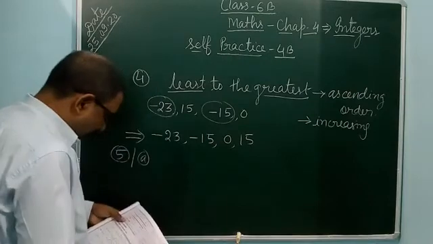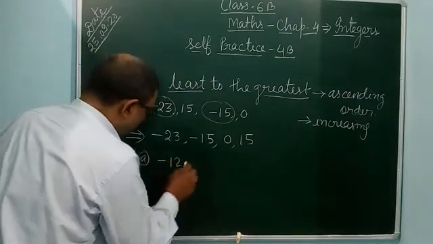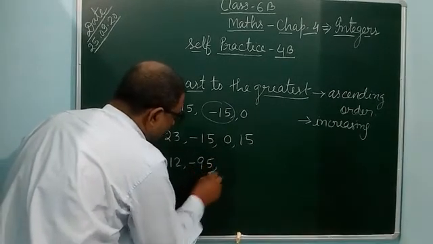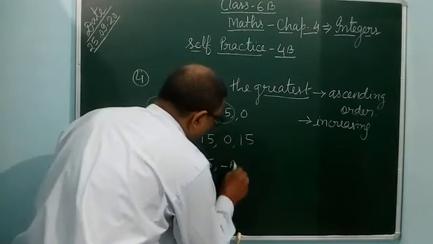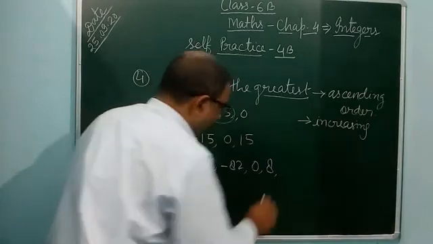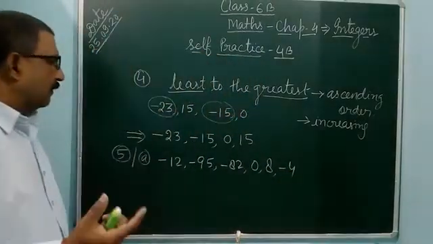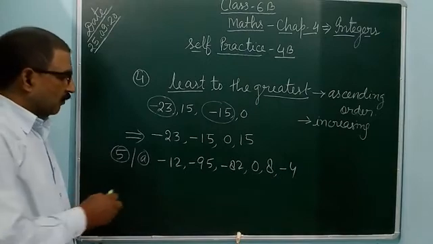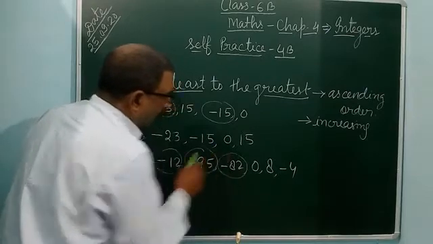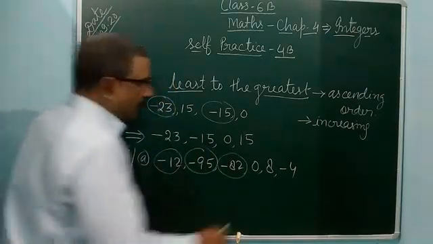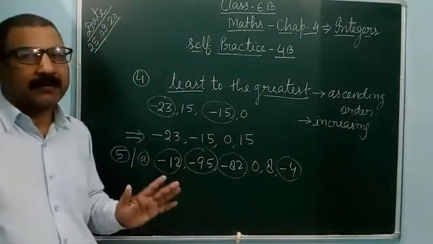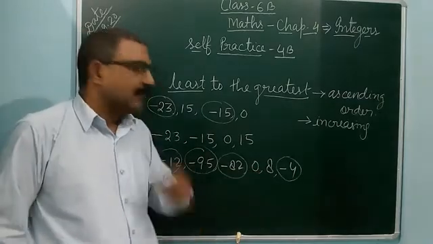5A. The numbers given are minus 12, minus 95, minus 82, 0, 8, minus 4. You can see, firstly find out which is greatest. You can see minus 12 is negative, minus 95 negative, minus 82 negative, and minus 4 negative. So 1, 2, 3, 4 numbers are negative, which means they are less than 0 and 8.